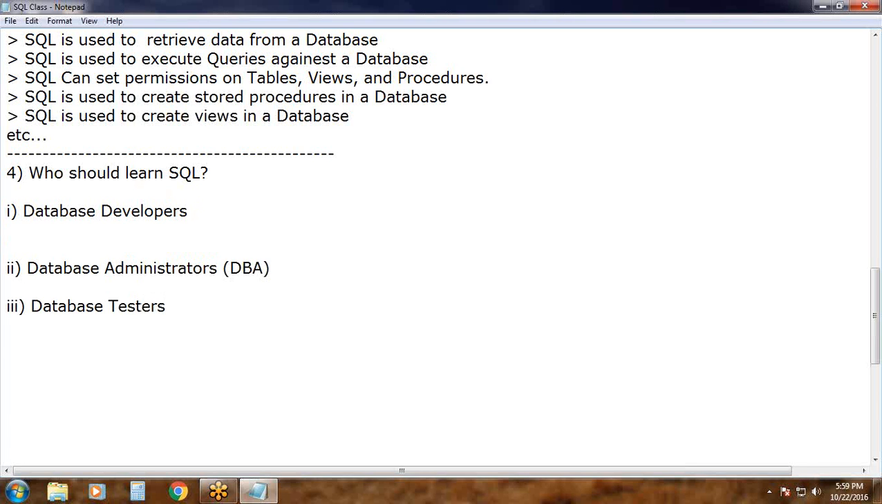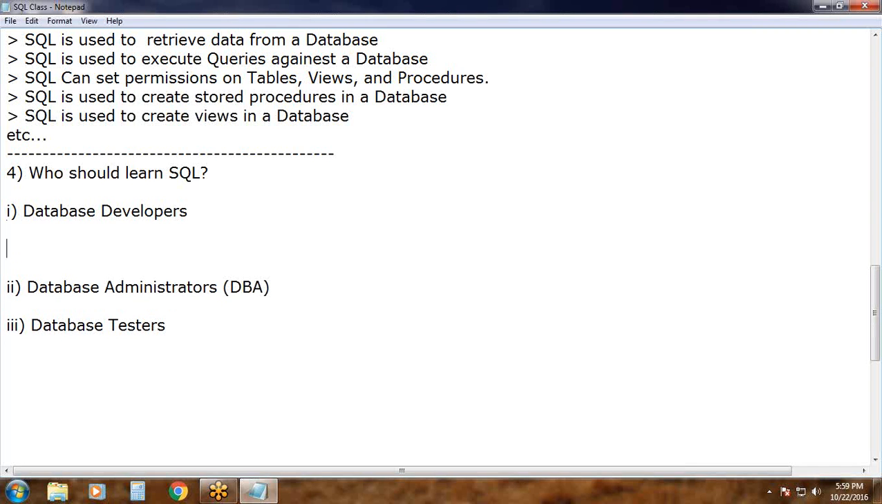What is the role of database developers? Database developers design and deploy database table structures, forms, reports and queries, etc.